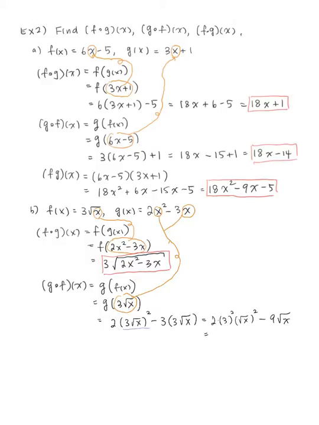So it looks like our answer is going to be 2 times 9. Now square root of x to the second power is going to give us x, and then minus 9 square root of x. So here you're going to get 18x minus 9 square root of x. Can't simplify much of it unless you factor the 9 out, but you don't have to. So here's the answer. Okay, now let's take a look at f times g of x.